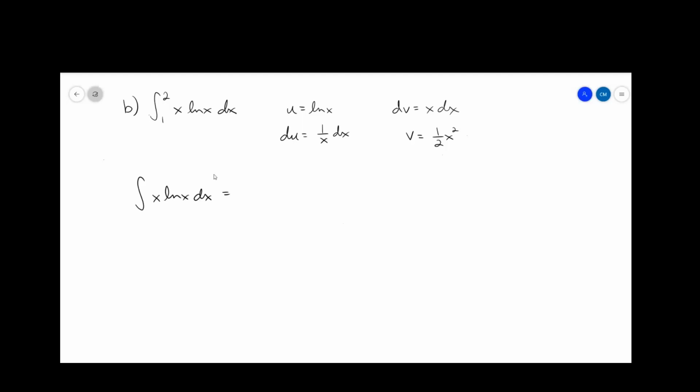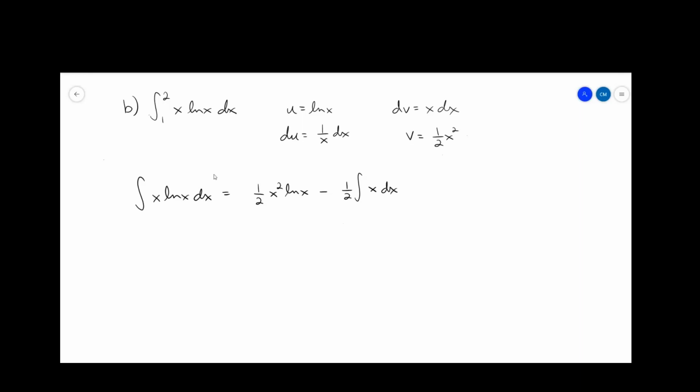The indefinite integral for x ln x, according to the parts formula, uv, is 1/2 x squared ln x. That is the u times the v, minus the integral of v du. We've got a 1/2 in there, we'll put that out front. Then we've got an x squared, and then we've got a 1 over x, right? So x squared times 1 over x is just x. See that? That's the integral of v du. Make sense?